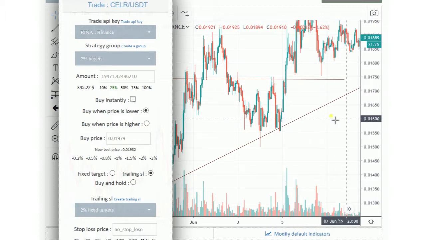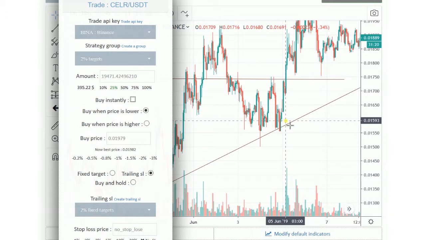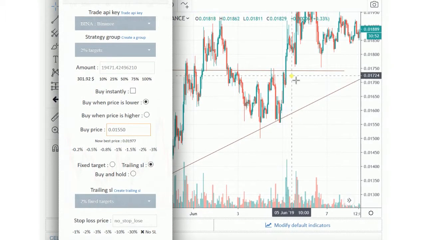You can see here is 0.016 approximately, 0.01580, and 0.01550. So for example, we would want to make a trade on 50-50. And then we remember that this was almost 8 to 7% of volatility over here.